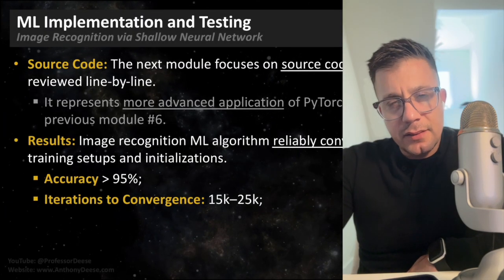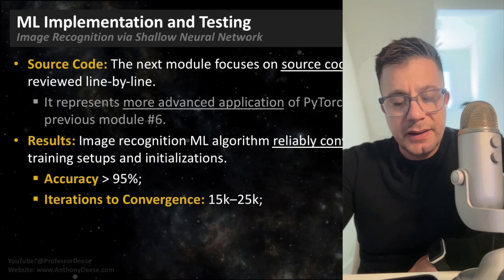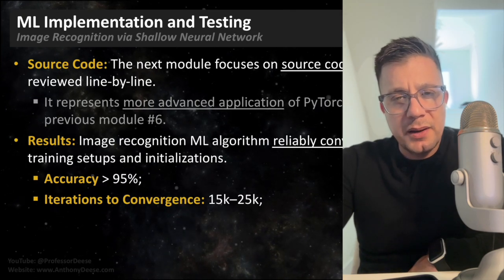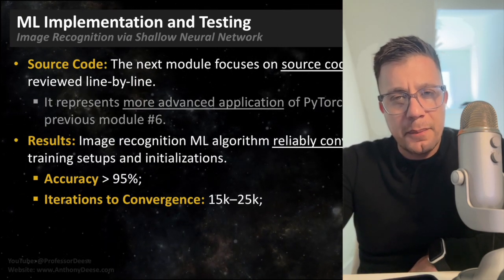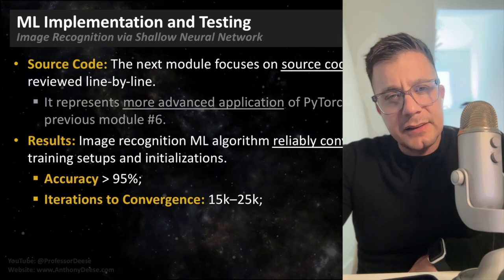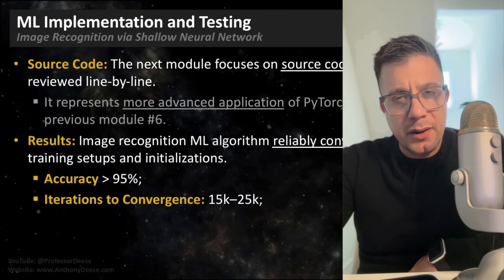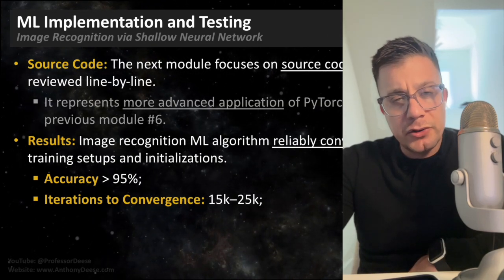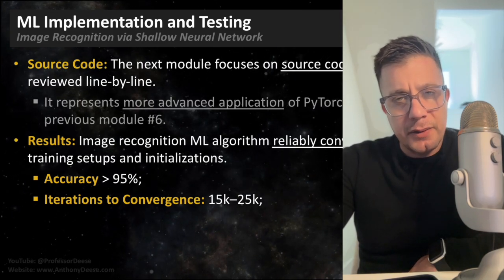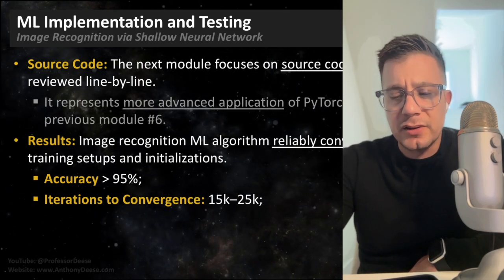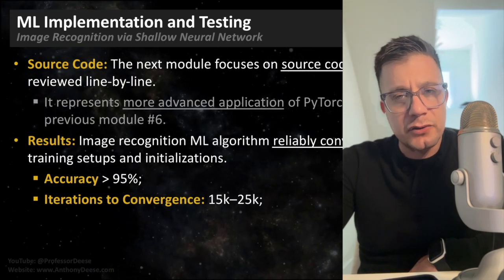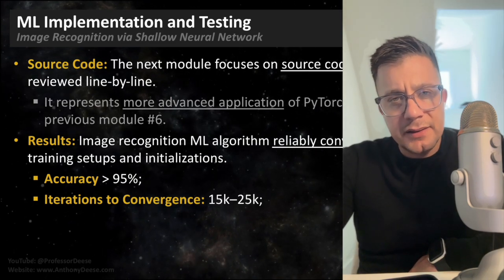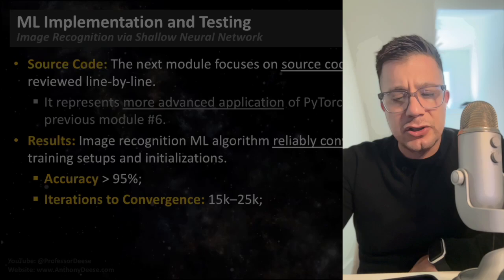So let's discuss the testing of our machine learning algorithm as well as its performance. The next module focuses on the source code, which will be reviewed line by line, and you'll also be given a link that you can use to download this source code and play around with it yourself. Now, this example represents a more advanced application of Python and PyTorch as compared to the perceptron from previous module number 6. With regard to results, the image recognition machine learning algorithm, the one that we introduced in this module and will discuss in the next, reliably converges across a range of training setups and initializations with an accuracy on average greater than 95% and requiring somewhere between 15 and 25,000 iterations to converge.